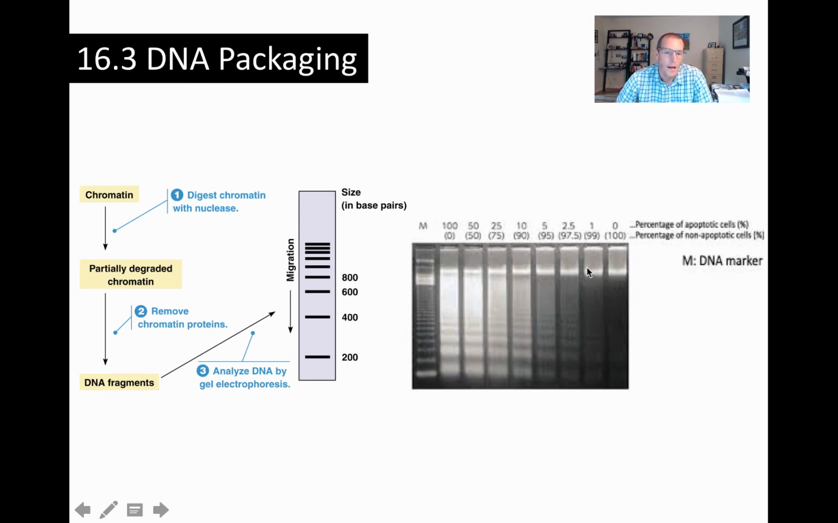separates DNA. What we're looking at here is some cells which have been induced to undergo apoptosis. So these cells on the left here, 100% of them are apoptotic and 0% are non-apoptotic, all the way down to 0% apoptotic. You can see that you get this laddering of DNA when you induce apoptosis in cells, and that's due to fragmentation of the nuclear DNA. So this data suggests that these nucleosomes, the histone-based structures with DNA wrapped around them that we'll look at in a moment, are separated by 200 base pairs or so of DNA.